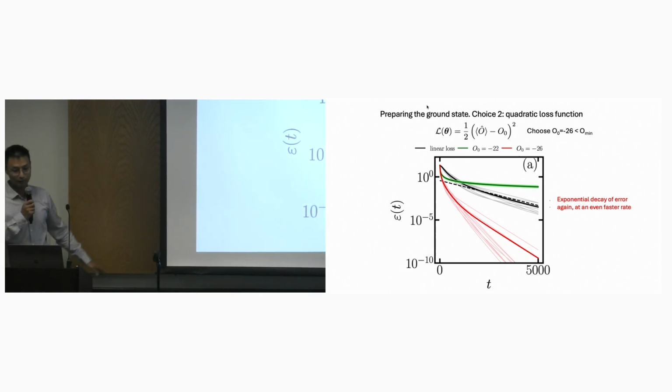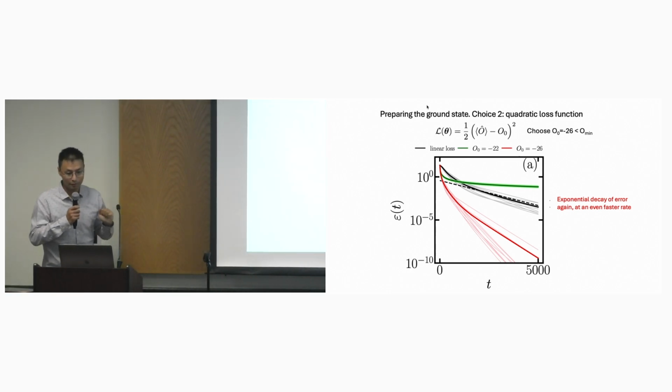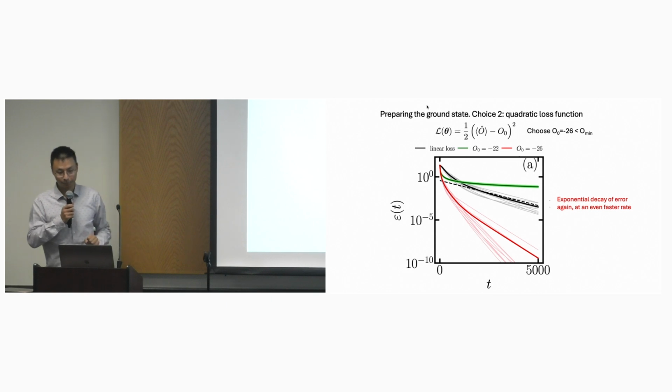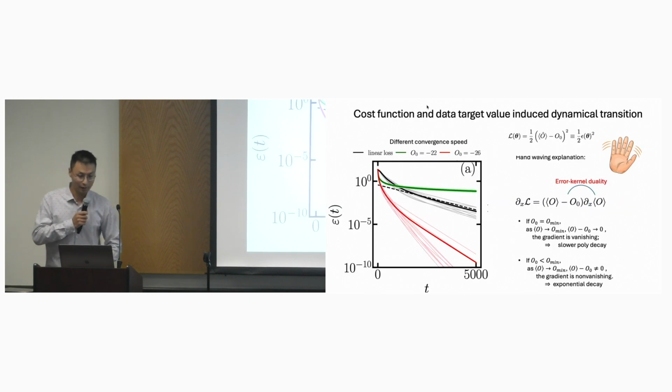So this is saying that even if you choose the same loss function of quadratic form, depending on what target value O0 you pick, this can become polynomial or exponential, and hopefully you want to optimize the design so that the convergence is good. So this is how we got started on this work. We also did another task and found similar phenomena.